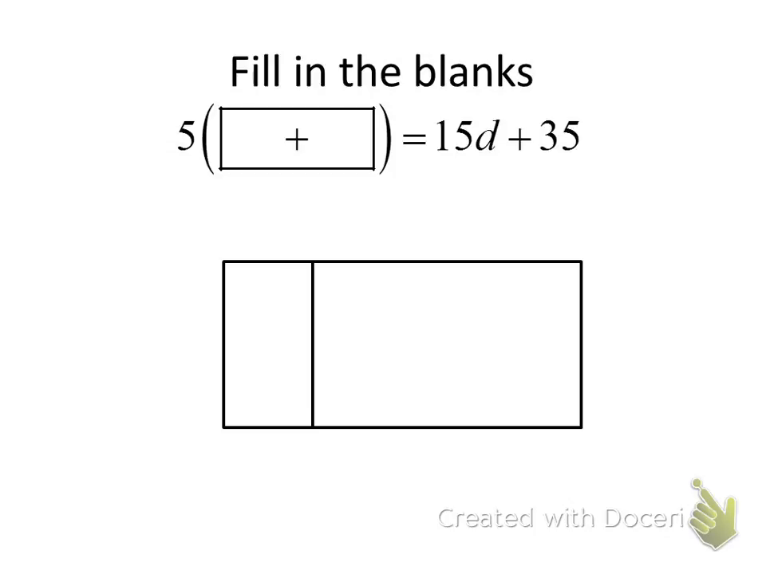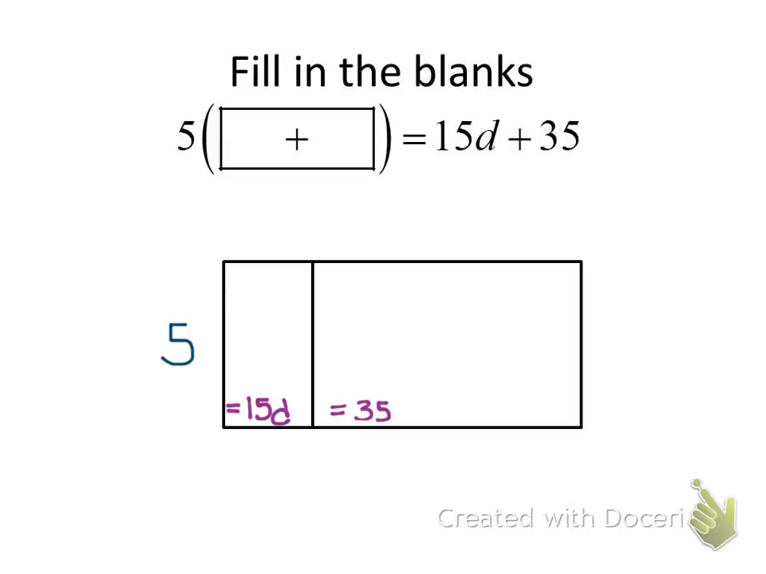So if I know 5 is my height, I'm going to put it out to the left of my rectangle. Okay. You guys said the numbers to the right, the 15D plus 35, are my areas. So I'm going to put my areas at the bottom of my rectangles. So I put 15D, because the top is where you show your work for your height times your width. And then the area of my second rectangle is 35.